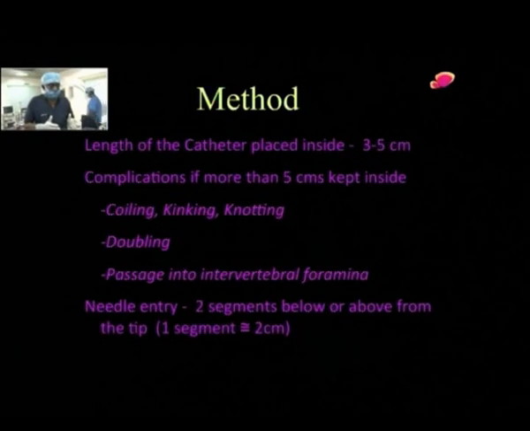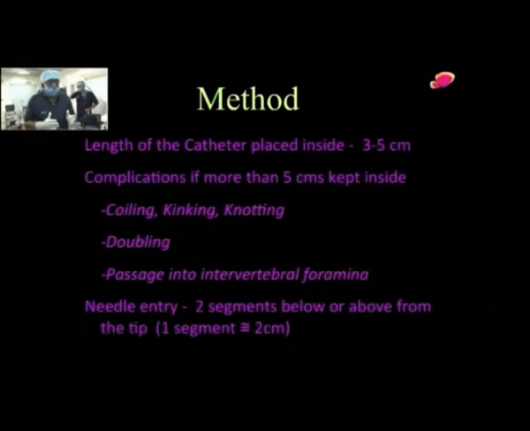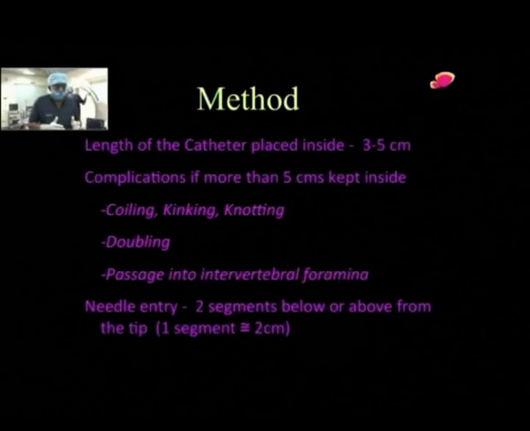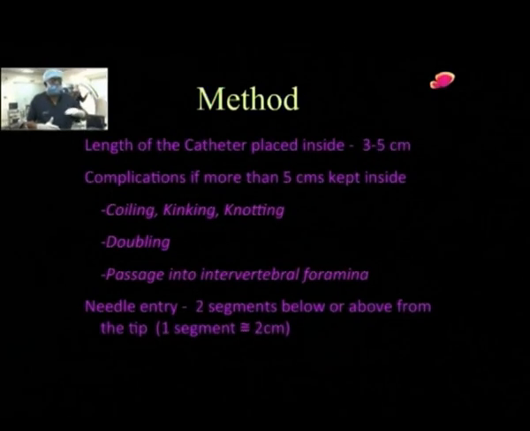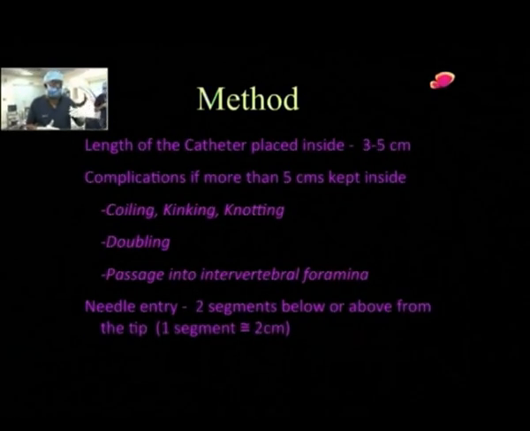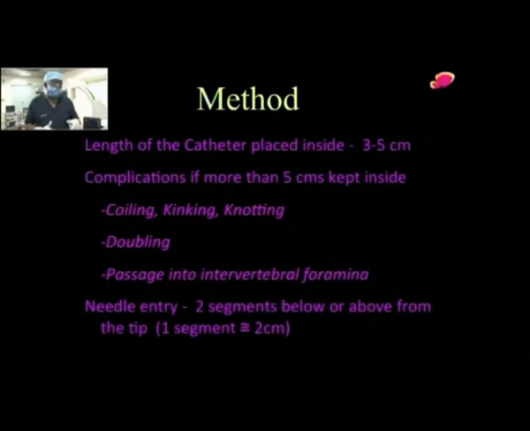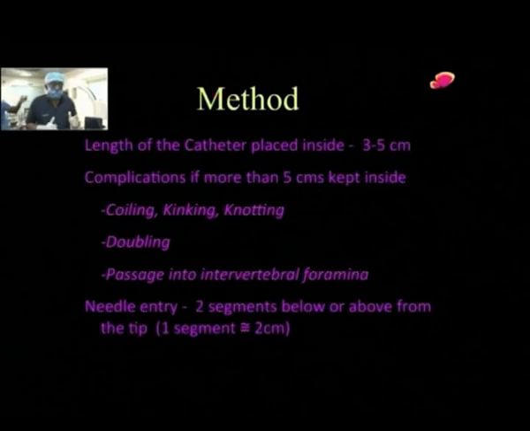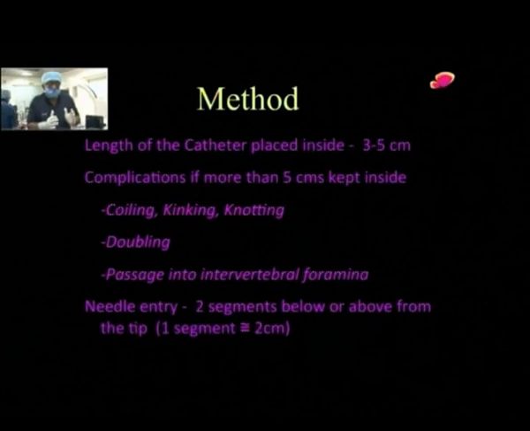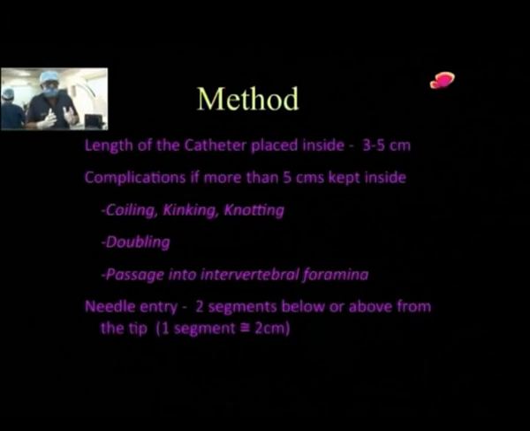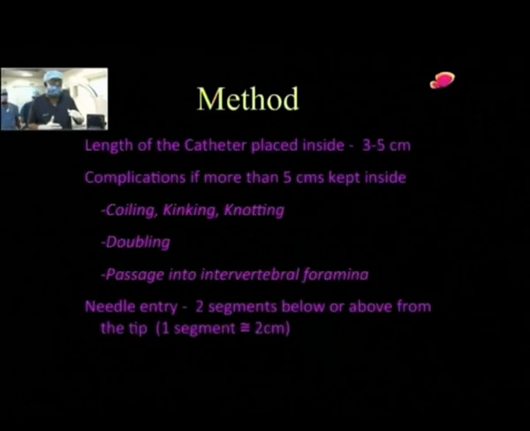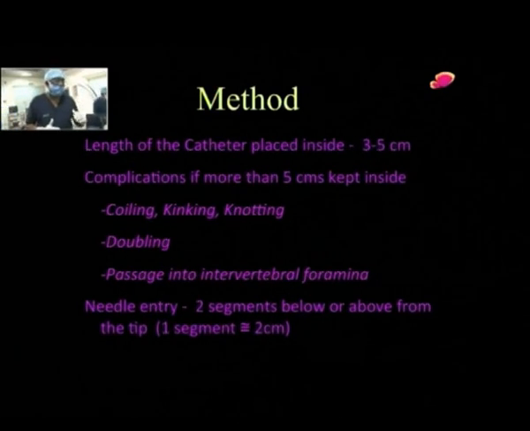So once you have decided the length of the catheter to be between 3 and 5 centimeters, then you decide the site of needle entry. The site of needle entry should be 2 vertebral spines below if you are having a cephalad threading of the catheter, or 2 segments above if you are having a caudal threading of the catheter from the tip, taking into consideration that roughly, the average distance to cross one segment requires 2 centimeters of the catheter to be threaded inside.